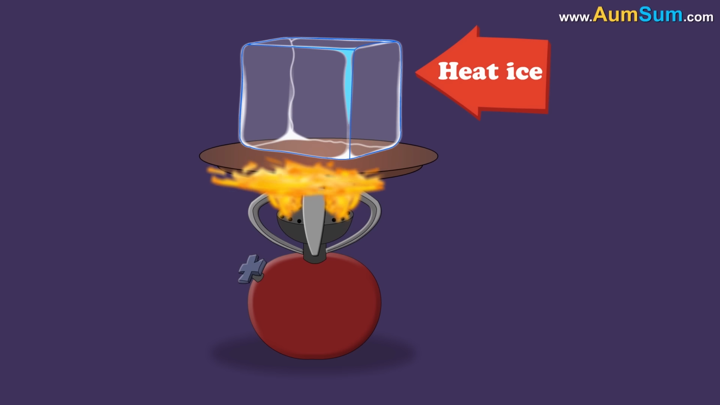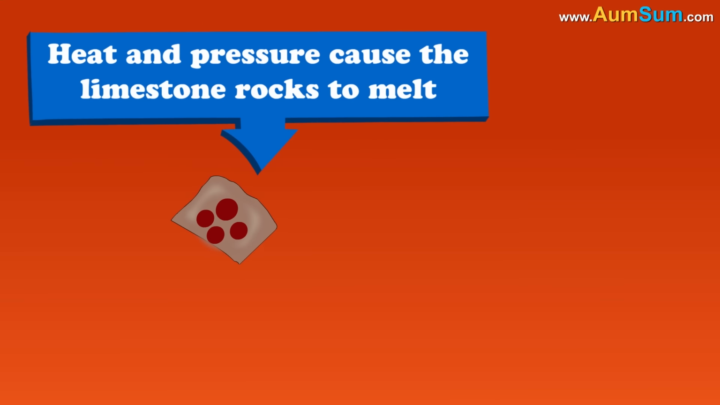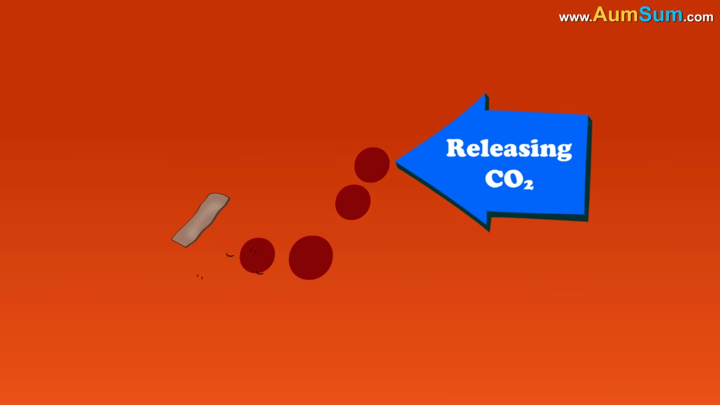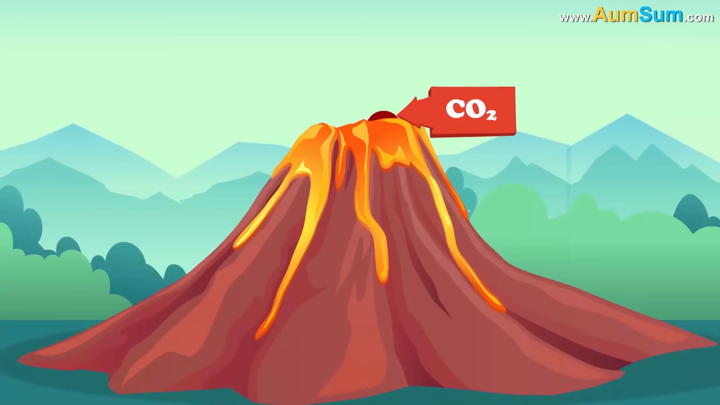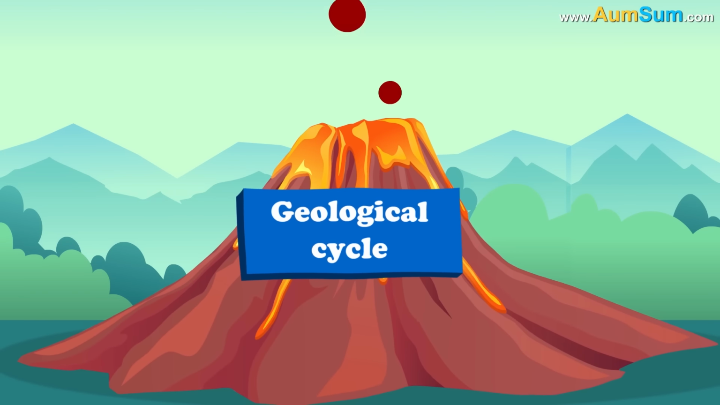What happens if we heat ice? It melts, right? Similarly, within the Earth, heat and pressure cause the limestone rocks to melt, releasing carbon dioxide from the rocks. Through volcanic eruptions, this carbon dioxide is released back into the atmosphere, completing the geological cycle.